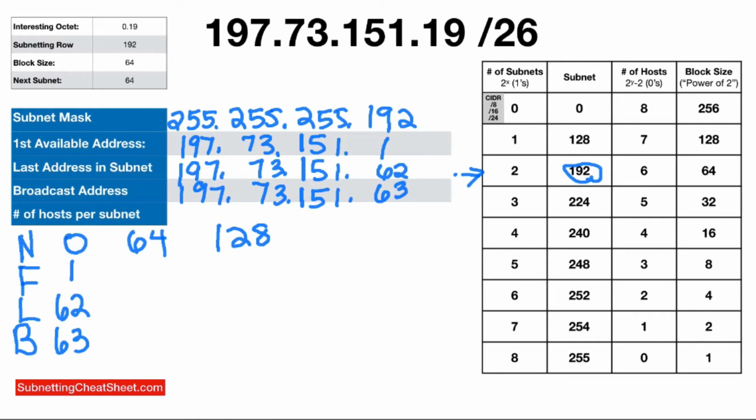Now the number of hosts, let's see. The number of hosts is 2^y minus 2, where y is the number of host bits. So this would be 2 to the 6 minus 2. 2 to the 6 is 64, minus 2 is 62. So 62 hosts per subnet.